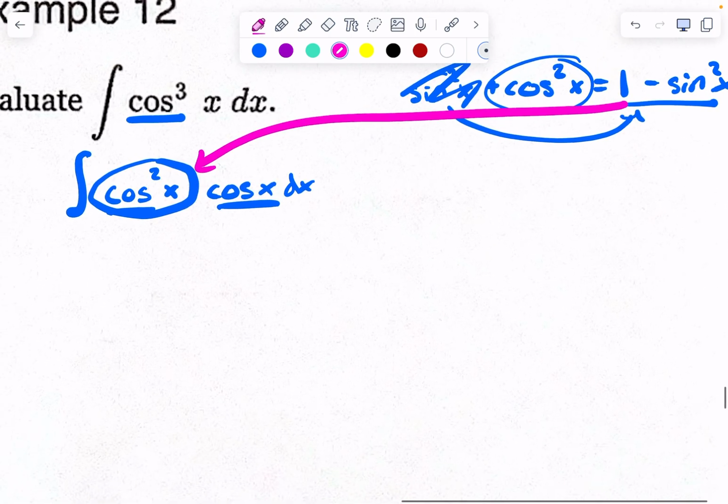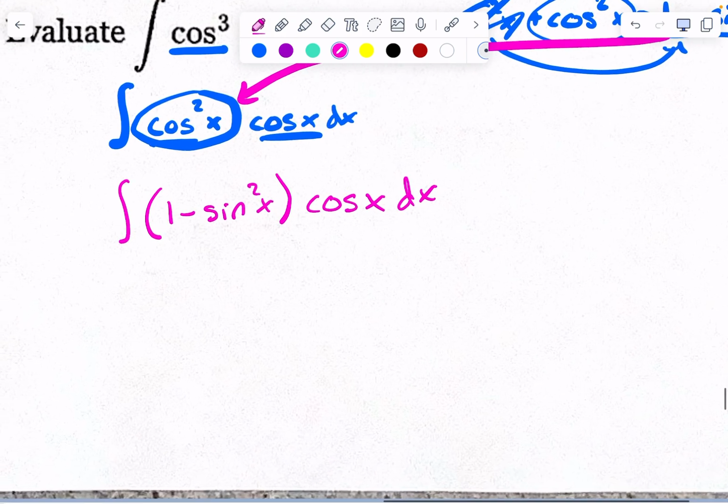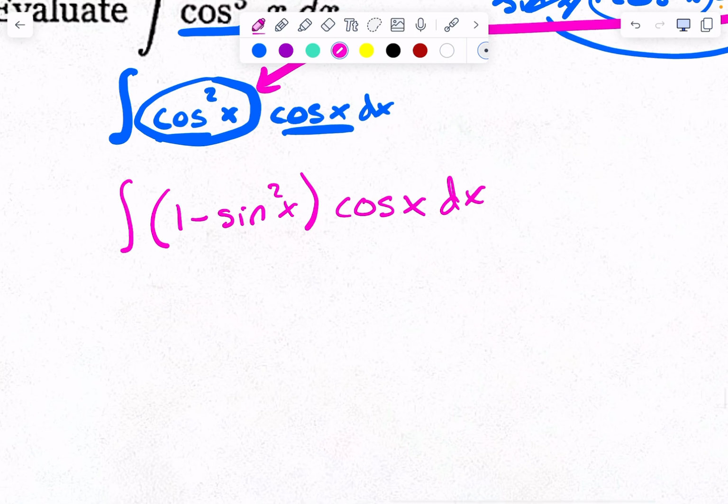So we have the integral of parentheses, 1 minus sine squared x, times cosine x dx. Can we change it to that? Voila. I changed cosine squared to 1 minus sine squared.